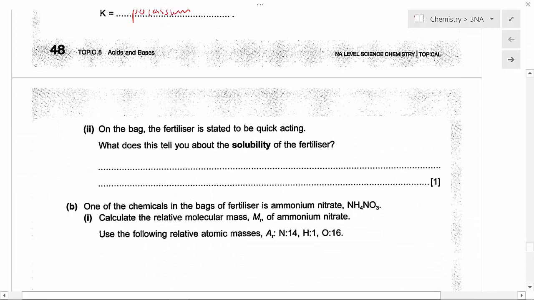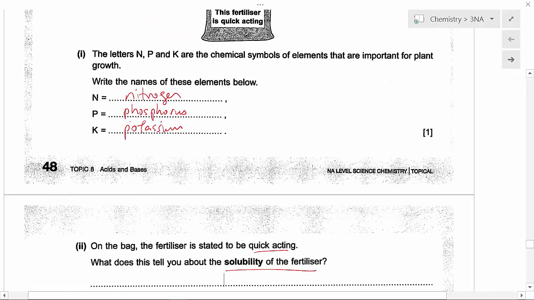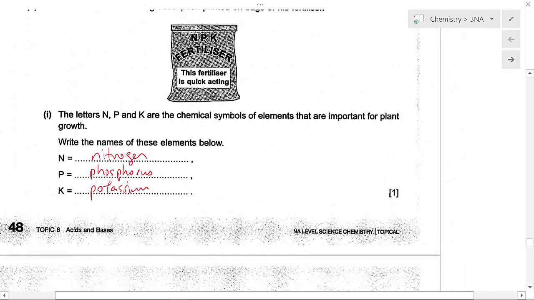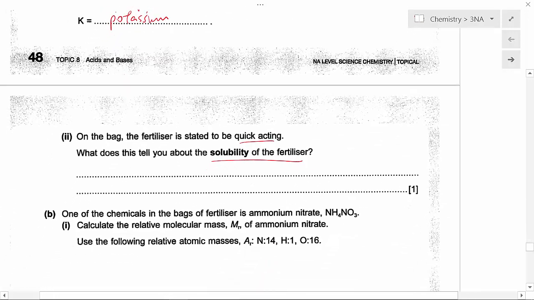On the back, the fertilizer is stated to be quick acting. Okay, what can you tell about the solubility of this fertilizer? Quick acting means for the fertilizer to be absorbed by the plant, first of all, it must be in aqueous form so that it can be in solution. The roots of the plant can absorb this fertilizer, right? So in order for the fertilizer to be quick acting, it must dissolve very fast. So what they tell about the fertilizer is that it is very soluble in water.